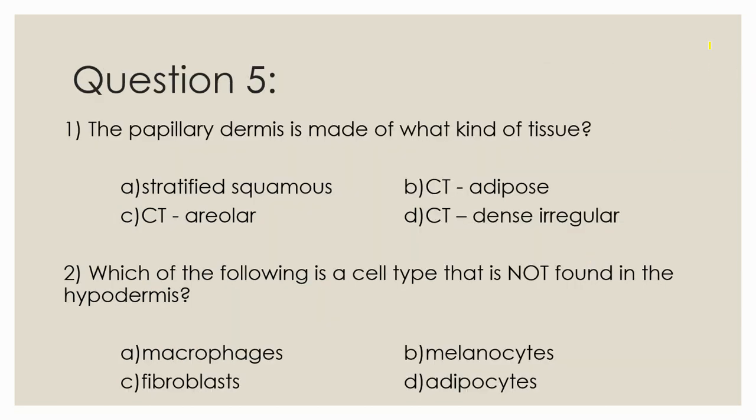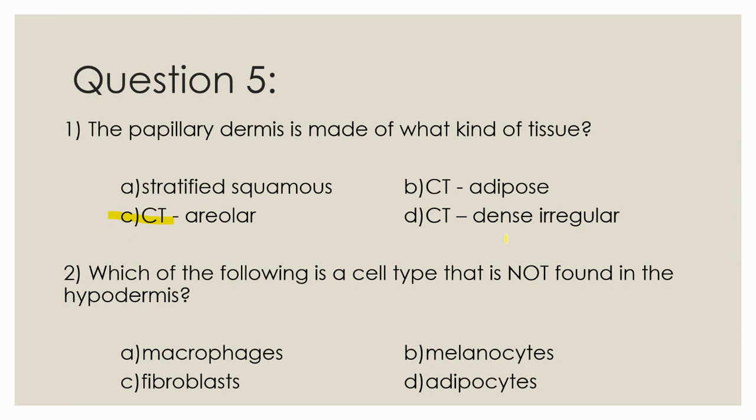All right, so question 5, the papillary dermis is made of what kind of tissue? Stratified squamous, that was going to be your upper epidermal layers. Adipose is going to be your hypodermis. Dense irregular is the reticular layer of the dermis, but the papillary is made of areolar tissue.